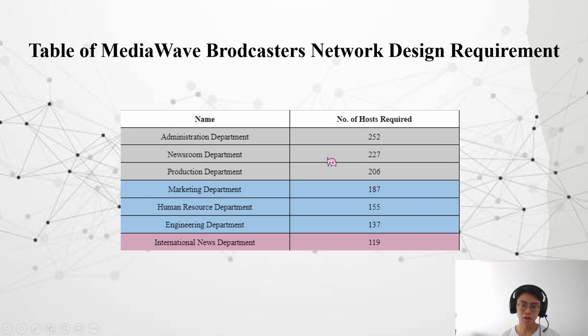The administration department number of hosts required is 255, the newsroom department is 227, and the production department is 206. About location B, the marketing department is 187, the human resource department is 155, and the engineering department is 157. About location C is the international news department, but I separate it into 2 because it's 2 different subnets, but they connect to 1 router. So the number of hosts required is 190.